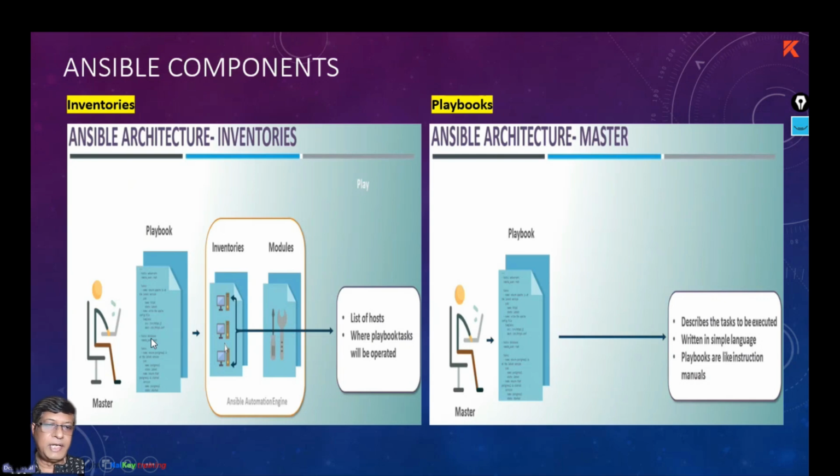Okay, you are writing a playbook. You have consulted your inventory. Inventory will give you the idea of what your destination hosts are. So there will be a list of hosts where playbooks will be operated. Your playground is the host, so you want to deploy the jobs over there. You need to know what the destination is, and then the playbook describes the tasks to be executed. Playbook is to organize the tasks.